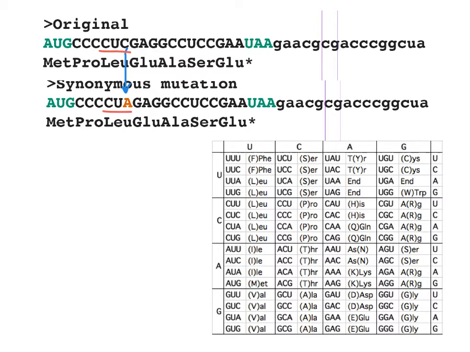Mutations in the third position, the last nucleotide in the codon. It turns out that in this codon, anything that starts with CU encodes leucine, so it doesn't matter what the nucleotide is in the third position of the codon. It's a synonymous mutation. DNA sequence changes, yes. Amino acid sequence changes, no.